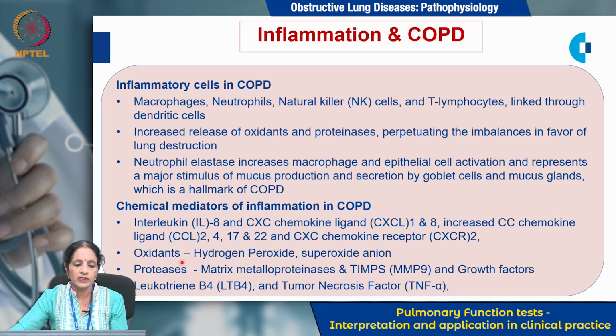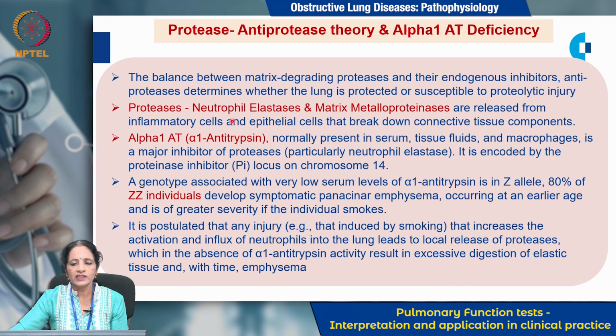Also, there are certain oxidants which are released from these inflammatory cells, which are also responsible for the destruction of the airway. One is hydrogen peroxide and second is superoxide anion. And as I already said, the balance between proteases and antiproteases. So, if there is an increased proteases because of these inflammatory cells, that is the matrix metalloproteinases and the tissue metalloproteinases, which is MMP9, and some of the growth factors as well are responsible. And lastly, in bronchial asthma, it is leukotriene B4 and tumor necrosis factor alpha, which are also responsible for airway obstruction.